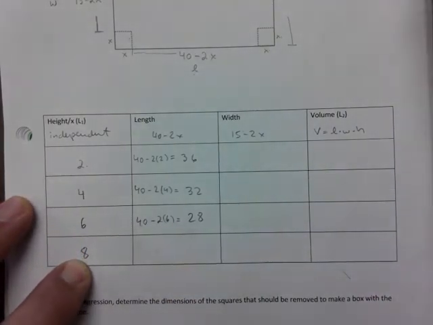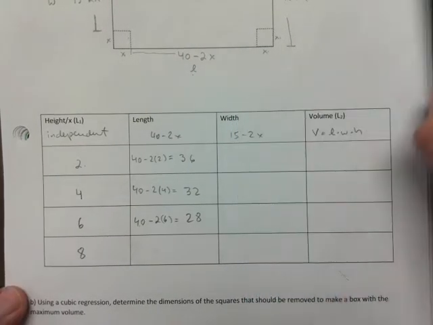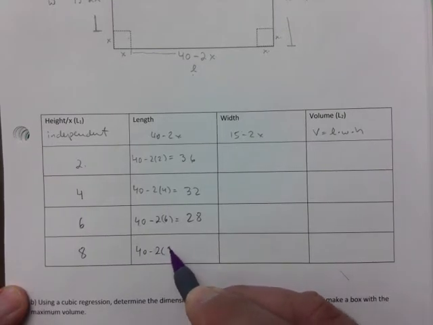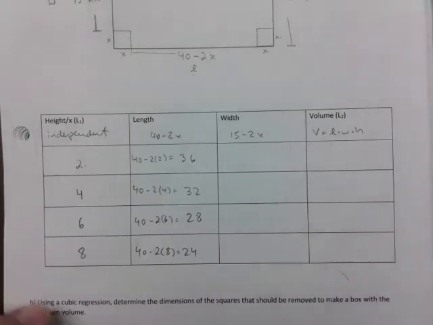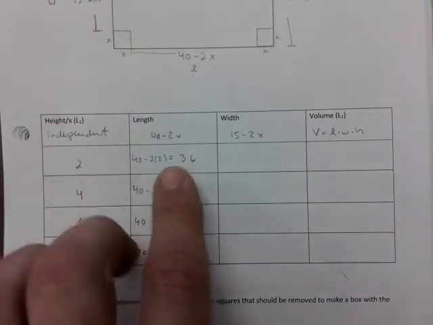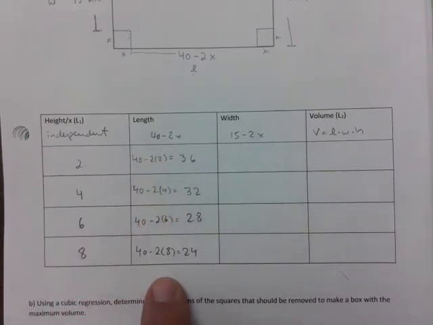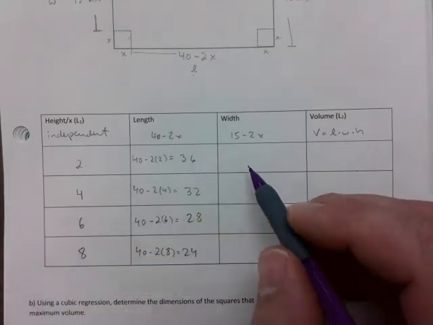If you're not sure, just use your calculator. You can go 40 minus 2 times 6. There you go. This is 40 minus 2 times 8, and that's 24. I do all the lengths so I don't jump back and forth and mix it up. It's always 40 minus 2 times whatever the height is in that scenario. And so let's go over to another.